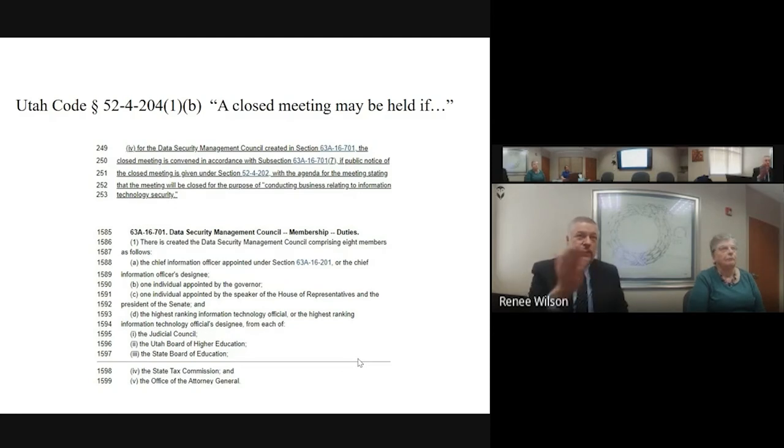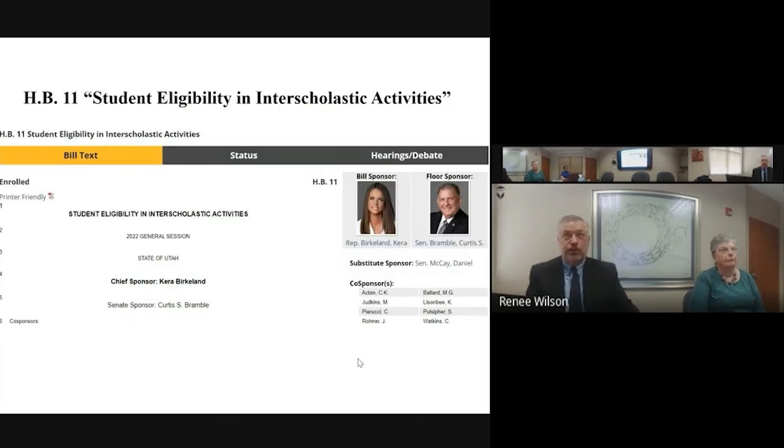And so what is the Data Security Management Council? Well, it's made up of the Chief Information Officer for the state, someone from the governor's office, a speaker's office, a highest ranking technology official, the Judicial Council, Utah State Board of Education, Board of Higher Education, Tax Commission, and the Attorney General's office. Basically, this council goes across all three branches of government to make sure that we have data that is secure, and they can close the meetings.